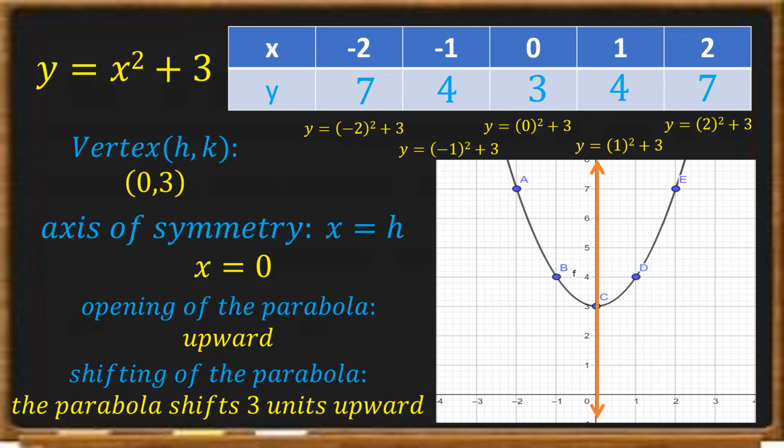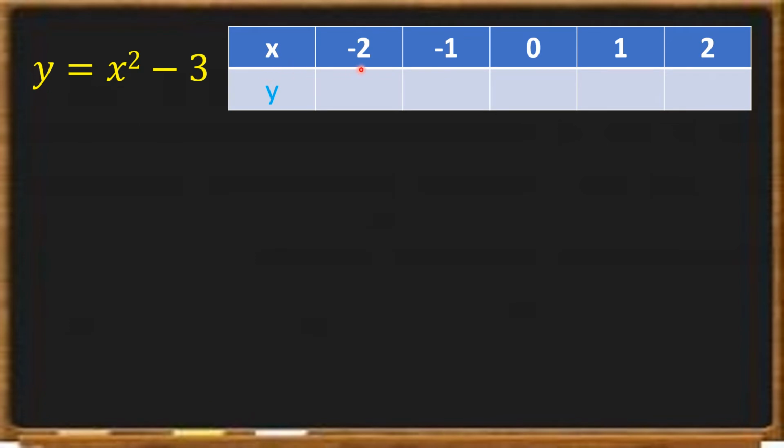So, another example, para mas maintindihan nyo yung shifting. Okay. So, kanina plus 3, so gawin nating minus 3. So, y is equal to x squared minus 3. Okay. Same table. So, x is equal to negative 2, negative 1, 0, 1, 2. We will get the values of y. We will substitute negative 2 first, in negative 2 squared minus 3. So, y is equal to negative 2 squared minus 3. So, this is 4, minus 3, it's positive 1.